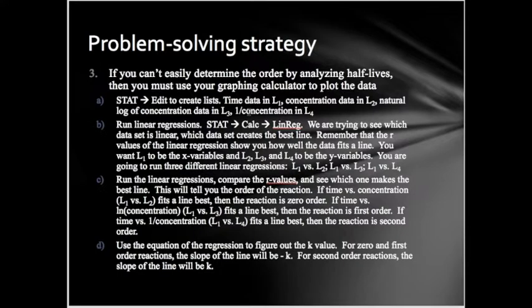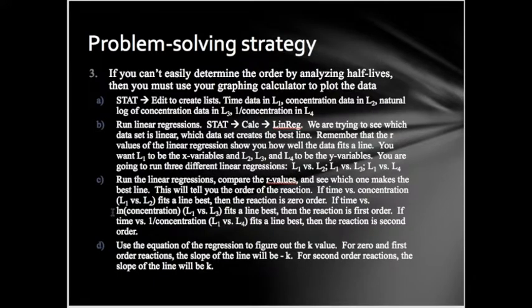We know what order the reaction is on that reactant. Whichever one makes the best line, whichever one has the best R value, the R value closest to 1, or you can go into your stat plot and look at the data plotted. Then we can see what the order of the reaction is. For example, if time versus concentration, list 1 versus list 2, creates the best line, the reaction has to be zero order, because that's true for zero order reactions. Time versus concentration data makes a line.